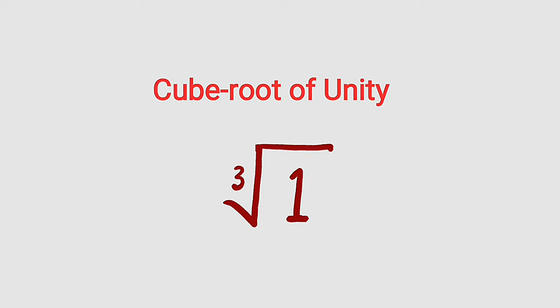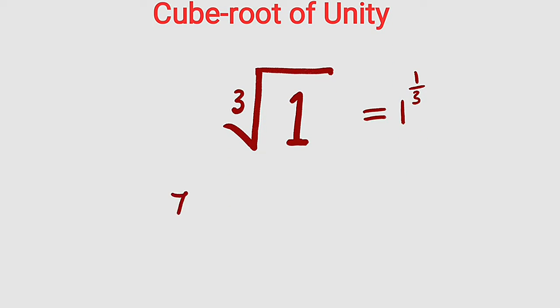According to one of the laws of indices, the cube root of anything is the same thing as that thing to the power of 1 divided by 3, right? And we can represent this using a complex number, because 1 is a complex number where the imaginary part is 0. So let z be equal to this 1. Now let us write this complex number in polar form.